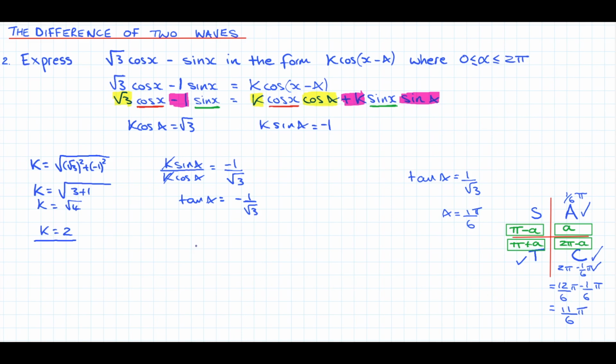So we found k and we found alpha. Let's write that out now. We had root 3 cos x minus sin x is equal to k cos(x minus alpha). And we found k and we found alpha. So root 3 cos x minus sin x is equal to, k is equal to 2. So 2 cos(x minus 11 upon 6 pi).